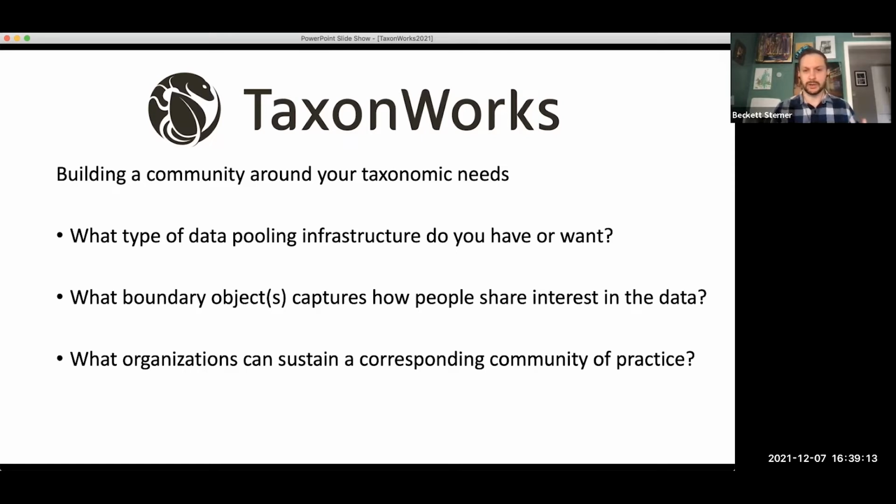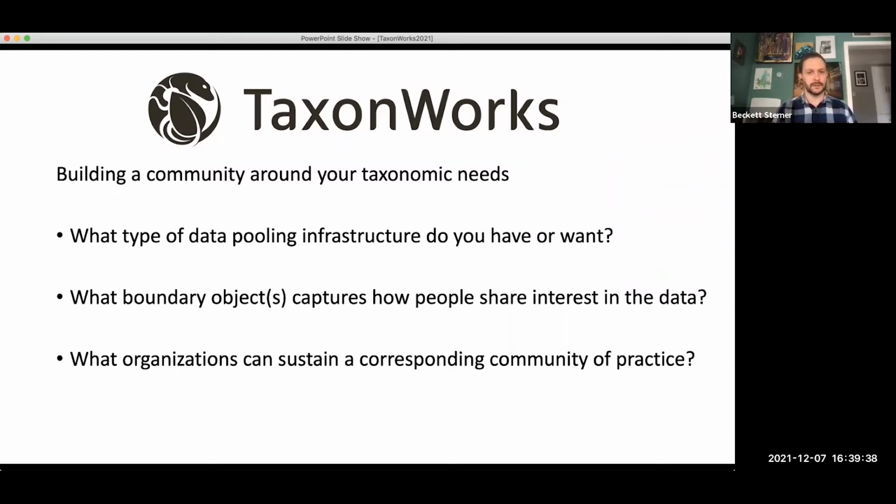What are some of the boundary objects that capture how people share interest in your data? Are you thinking in terms of a state, a region, a decision, a taxonomic group? It would be really interesting to hear whether you've got a focus and what it is, or you're struggling to find that focus and thinking about who is the community that I could be interacting with here.